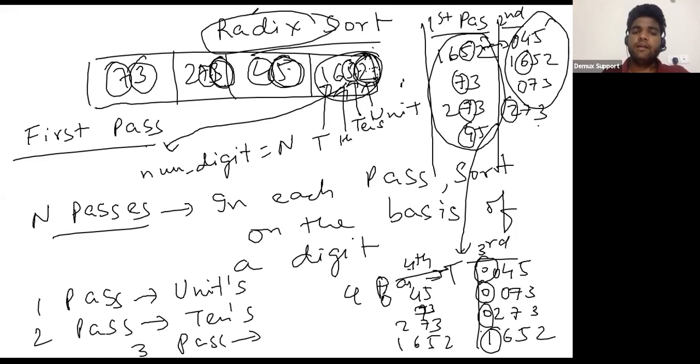Radix is nothing but a digit. First of all, do you get this algorithm? Everyone, do you get the intuition, like how it works and why it works? If you see, we have not really done any comparison. No comparisons have been done and we are still able to sort it.